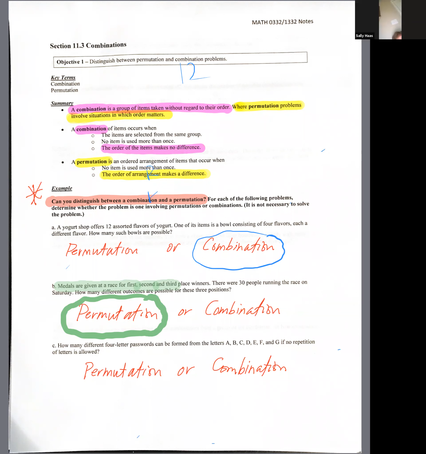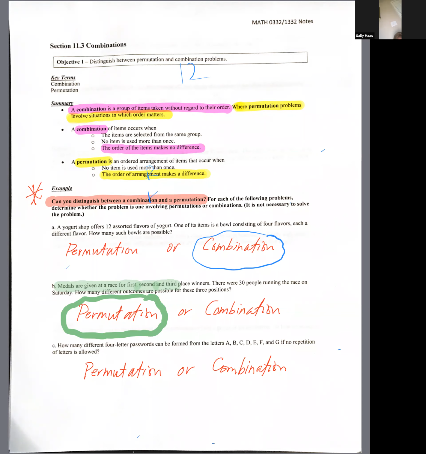When you go to sit at a concert and you've got the first 4 seats, well, the order's going to matter. Yes, all 4 of you came to the concert, but do I get to sit on the aisle or do you get to sit on the aisle? So the order's going to matter there. All right, so let's look at this last example here.